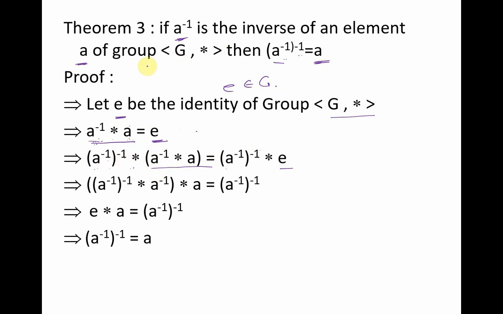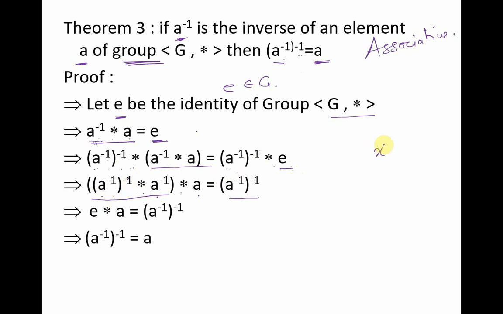Now, as this is a group, it is associative. So I can write it as A inverse inverse star A inverse star A is equal to A inverse inverse star E. Anything operated upon by the identity element does not change, so this is A inverse inverse. Now see over here, this is A inverse star A inverse inverse.